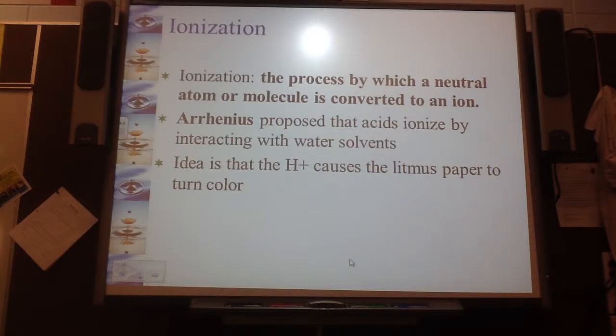So, ionization, this is the definition, is the process by which a neutral atom or molecule is converted to an ion.